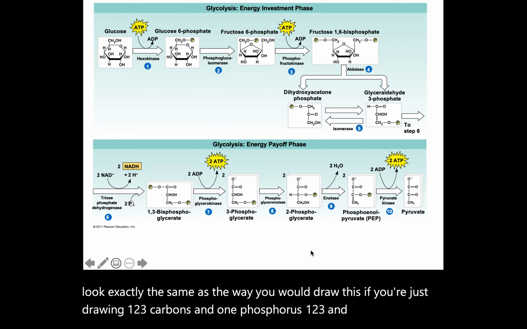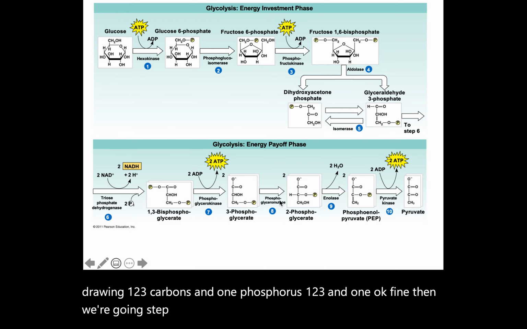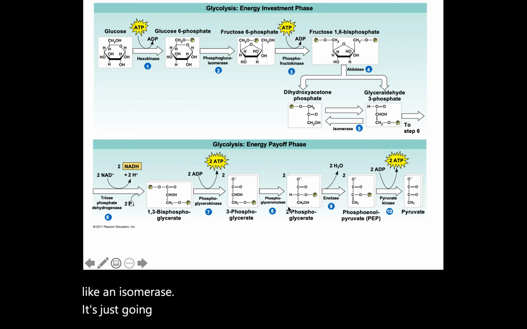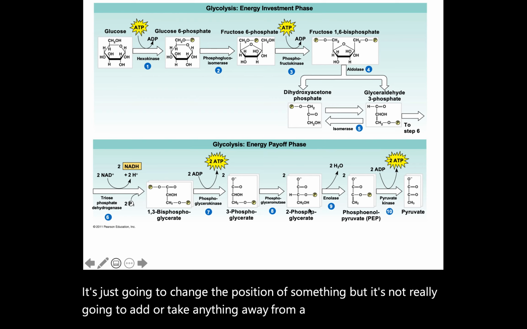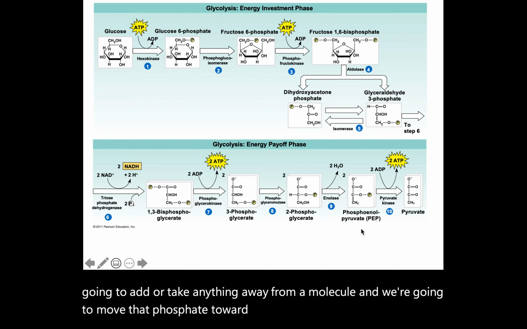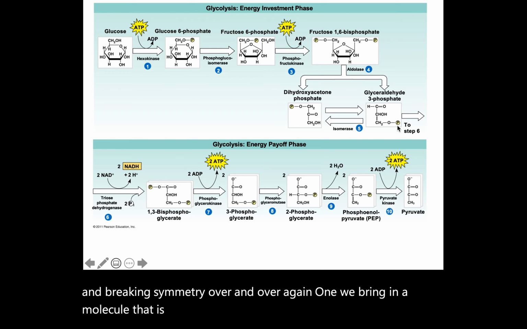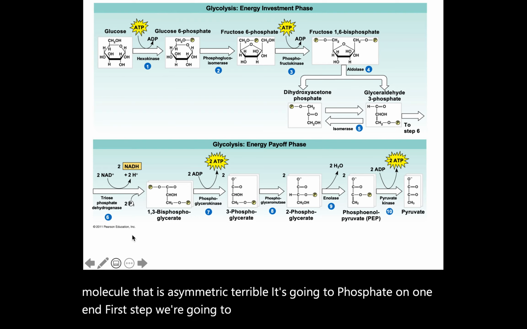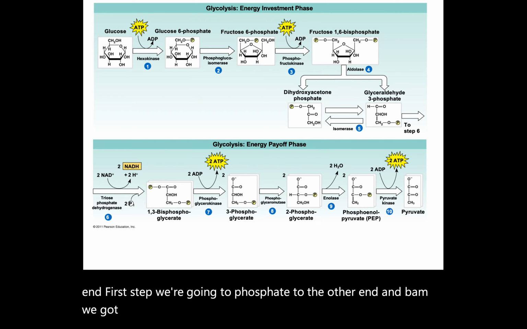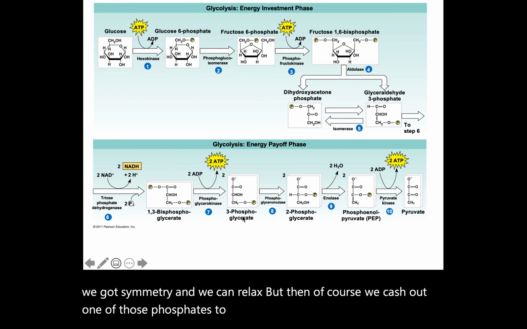Okay, fine. Then we're going to go through a step, and this is a mutase, and a mutase is going to be kind of like an isomerase. It's just going to change the position of something, but it's not really going to add or take anything away from a molecule. And so we're going to move that phosphate toward the center. So think of this as making and breaking symmetry over and over again. First, we bring in a molecule that is asymmetric. Oh, terrible. It's got a phosphate on one end. First step, we're going to add a phosphate to the other end, and bam, we've got symmetry. And we can relax. But then, of course, we cash out one of those phosphates to make an ATP, and so now we're asymmetrical again.